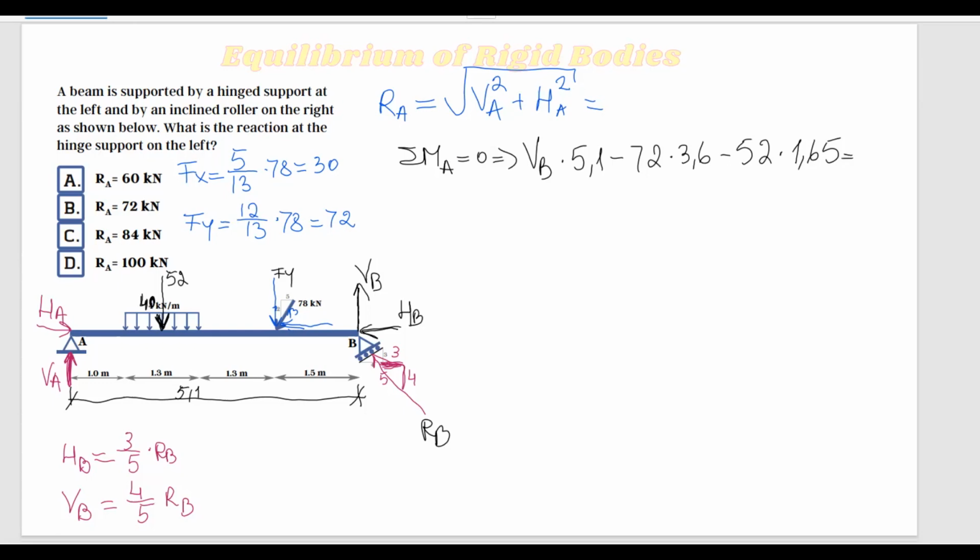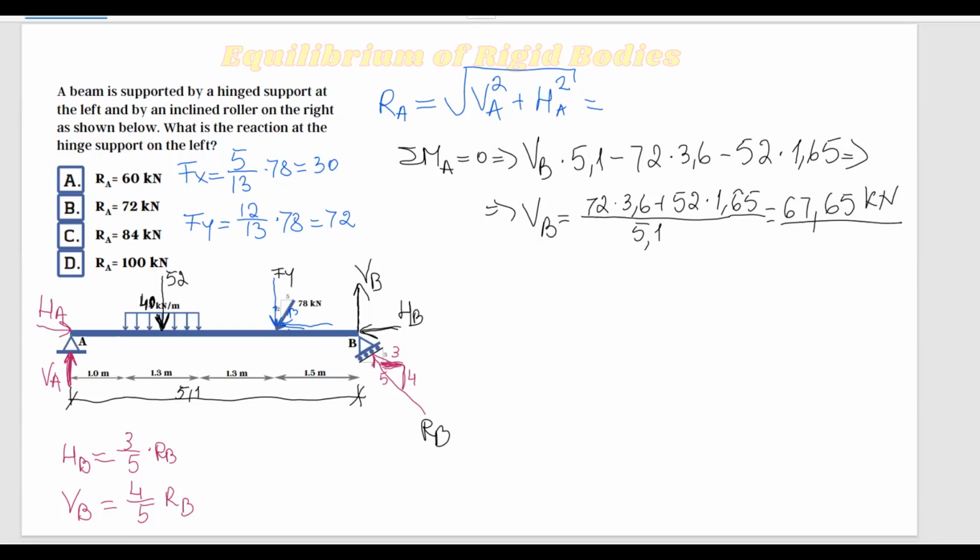From here, I can calculate VB. VB is equal to 72 multiplied by 3.6 plus 52 multiplied by 1.65, all divided by 5.1. Adding this up, VB is equal to 67.65, and these are kilonewtons. So I got this reaction as 67.65.